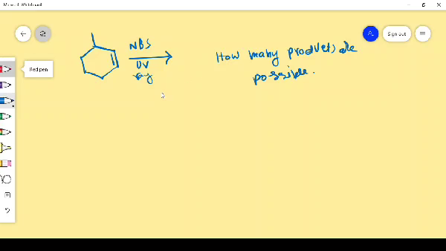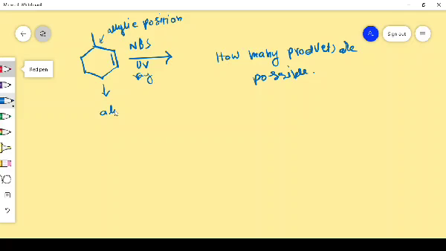Anyone who is seeing this video, please pause the video and try to solve this problem, and then look at the solution. Okay, so at first our approach will be, as UV is present, this will go through the free radical mechanism. So we have to find the allylic position, right? This is the alkene, and this is one allylic position, and here is another allylic position.